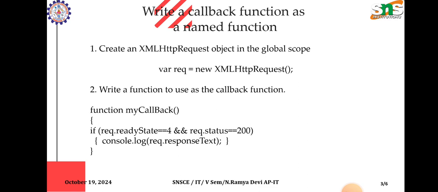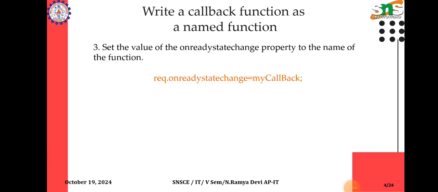So when you want to create a callback function as a named function instead of an anonymous function, we can create it using an XMLHttpRequest object in the global scope. Like we have to declare a variable req equal to new XMLHttpRequest, and also we have to write a function to use as the callback function, like function, and we have to give the function name, and check request.readyState is equal to 4 and request.status is equal to 200, and then we'll display the response text.